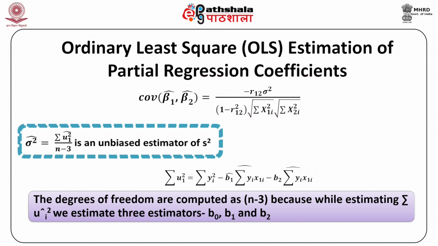Also, sigma hat squared is equal to sigma u hat i squared divided by n minus 3, which is an unbiased estimator of sigma squared, where sigma u hat i squared is equal to sigma y i squared minus b hat 1 sigma y i x1i minus b hat 2 sigma y i x2i. The degrees of freedom are computed as n minus 3 because while estimating sigma hat squared, we estimate three estimators: beta 0, beta 1 and beta 2.